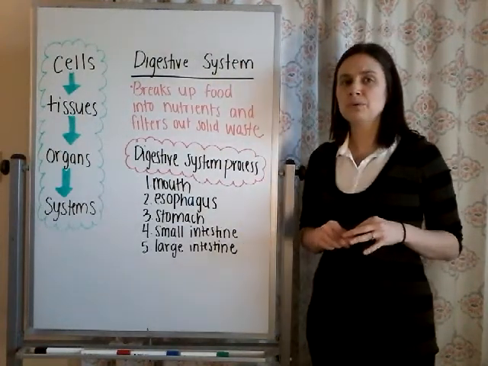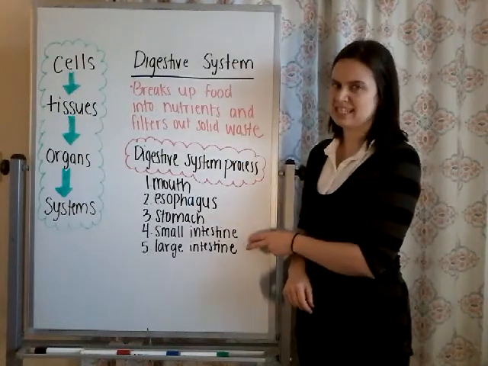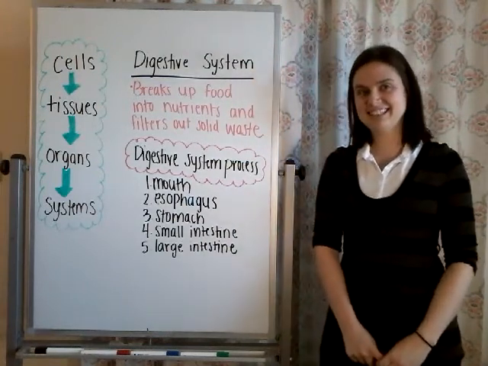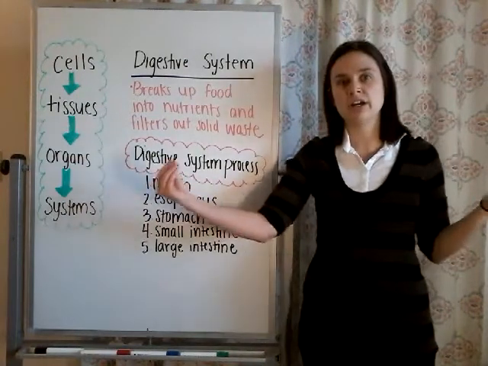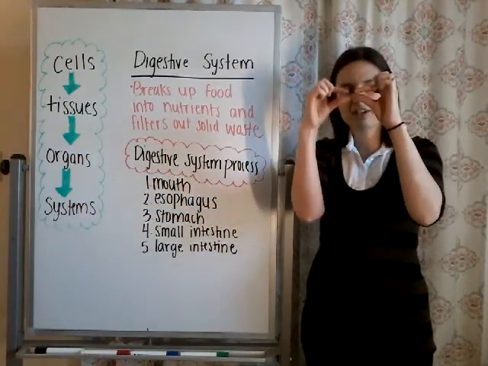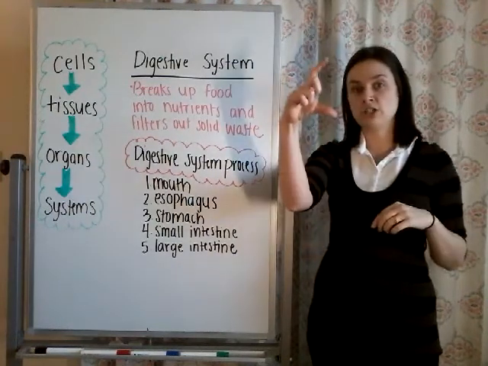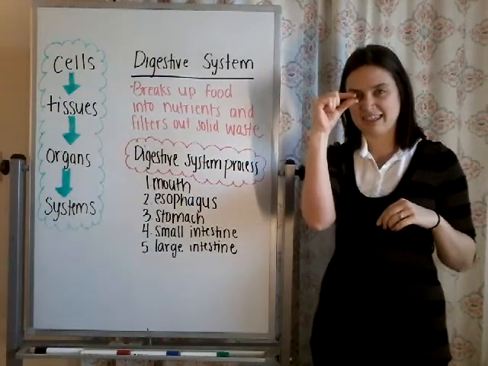Now, who knows the difference between the small intestines and the large intestines? How can we tell them apart? Now, the small intestines, although it was longer when you're looking at it, the actual tube is narrower or shorter. So the large intestines looks like this, the small intestines would look like this.